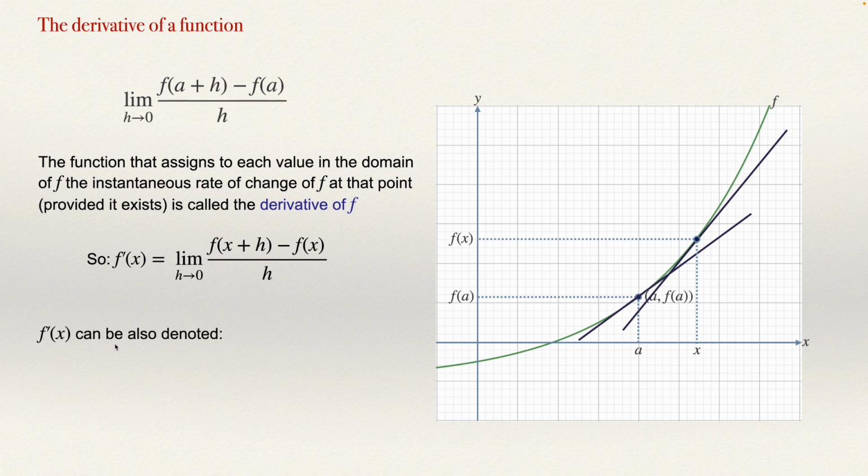The derivative can also be denoted in several ways. You can use this symbol, y prime, or dy/dx, which is the derivative of y with respect to x, or this, the derivative of f of x with respect to x. This notation, dy over dx, with differentials, is called the Leibniz notation and will be important in other topics. So we are going to be speaking about it later.